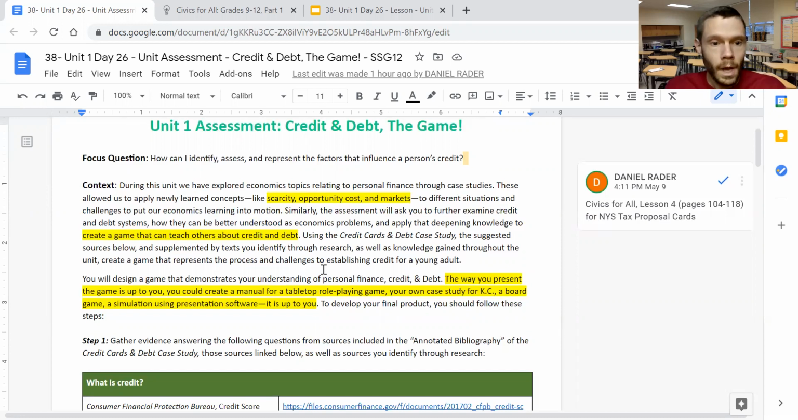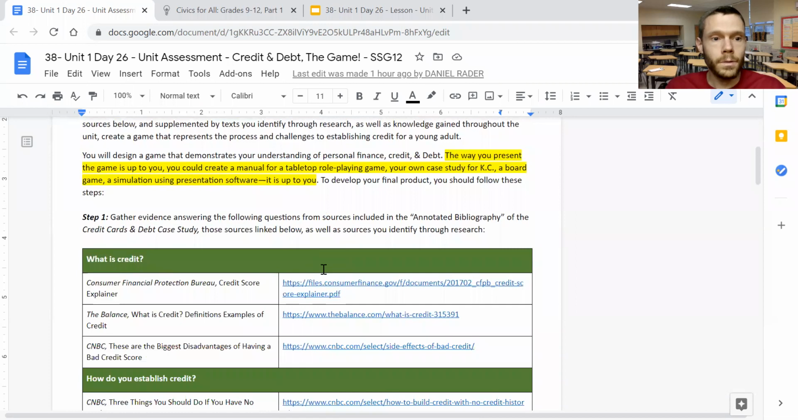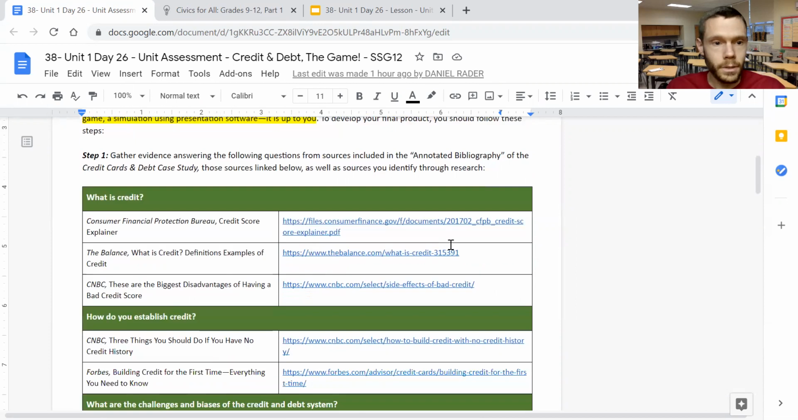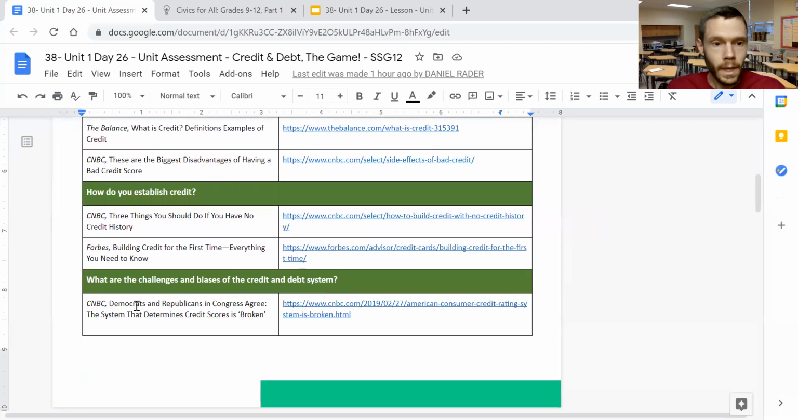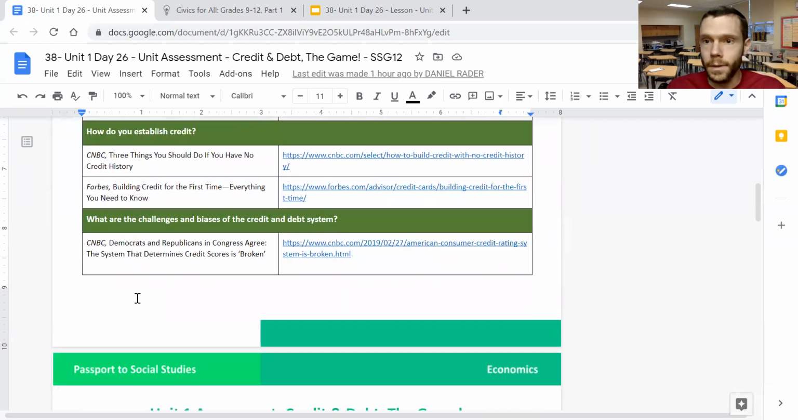But what we are asking students to do is to engage in some basic research using the hyperlinks here for our credit card and debt case study annotated bibliography. And they're really answering three key questions. They want to be able to define what is credit, how do you establish credit, and what are the challenges and biases of the credit and debt system. And I would refer your students specifically to the lesson where we looked at challenges to banking equity.